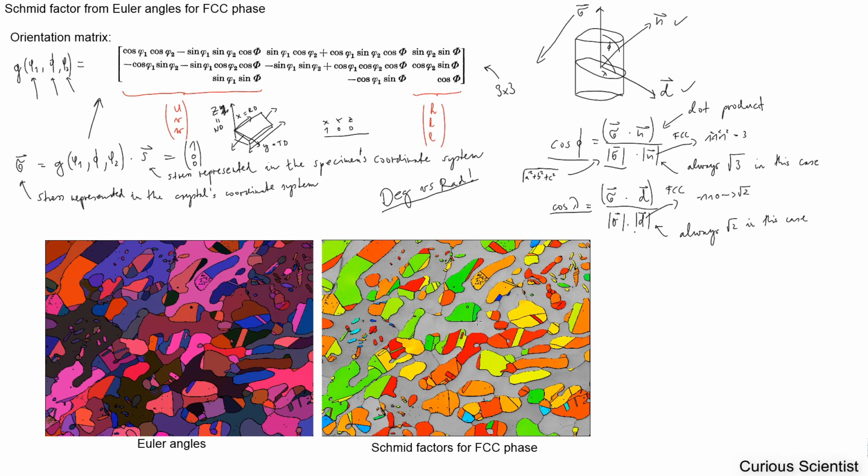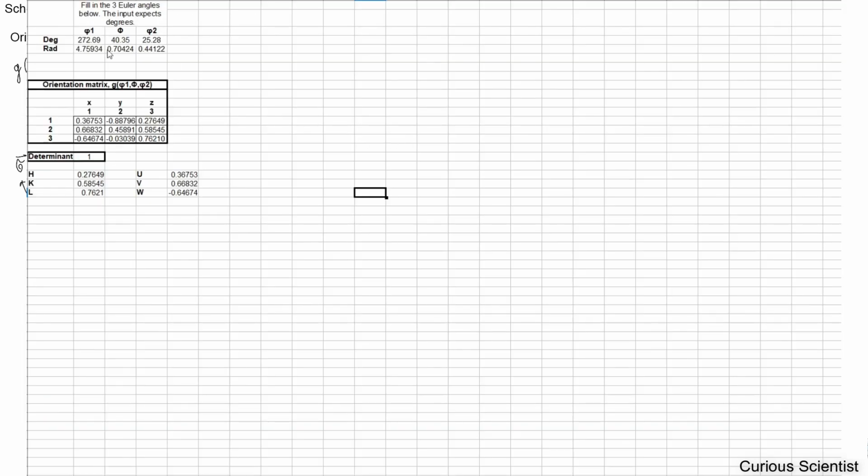But I want to show you something else, because I made a table for this stuff, so it's easier to do the calculations. This is the table, and all we have to do is take the three Euler angles. I already filled in something in degrees. So we write in the three Euler angles, phi1, capital Phi, and phi2. And then I convert it into radians.